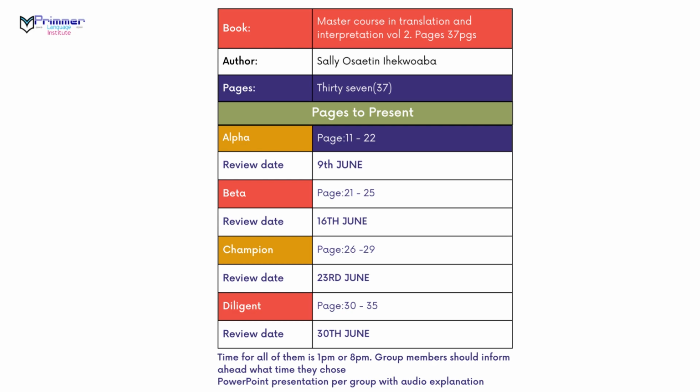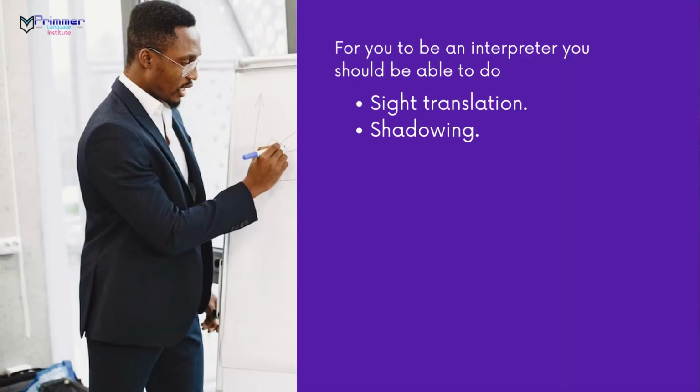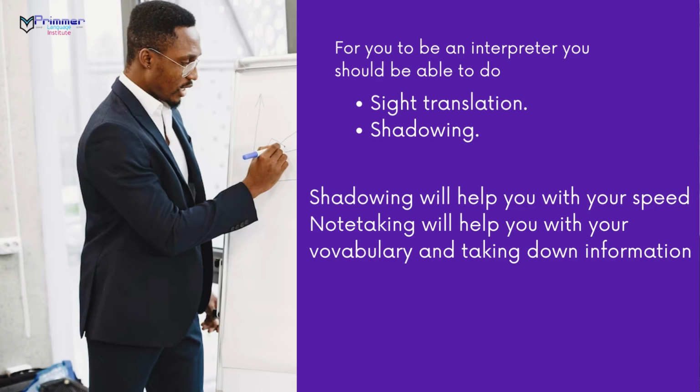In that way, you can contribute, you can have questions, you can even say something that maybe is not even taught at all, that can be a contributing factor to learning each of the different skills you need to build yourself as an interpreter. Note that all these stages are important. All of them are important. For you to be able to do interpretation, you need to know how to do sight translation and build your vocabulary. Knowing how to shadow will help you with your speed. Note taking will help you with learning vocabulary and taking down information when you are doing consecutive interpreting.